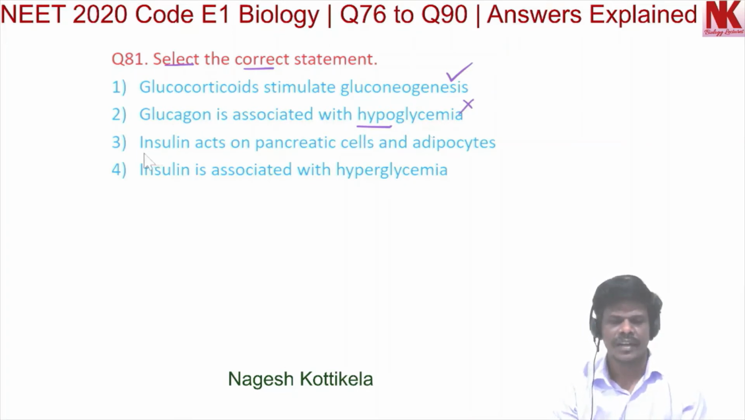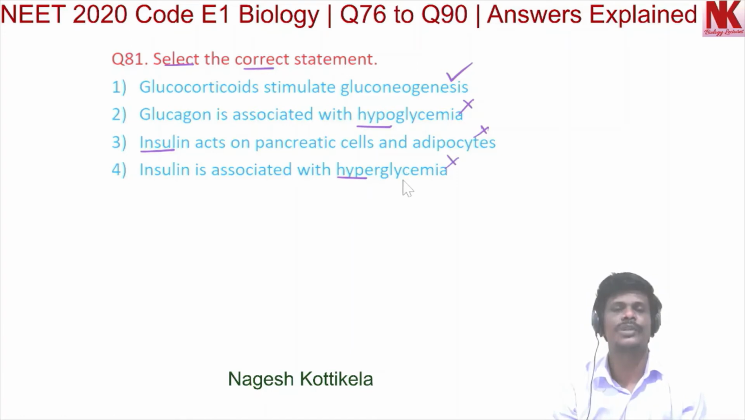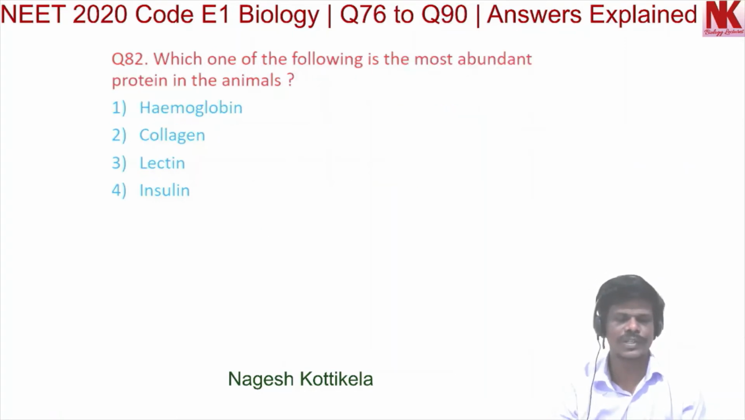Insulin acts on pancreatic cells and adipocytes. No, this is wrong. Insulin is associated with hyperglycemia. Wrong, it is associated with hypoglycemia. So the most appropriate option here is option number 1. Glucocorticoids stimulate gluconeogenesis. Now, moving to the next question.